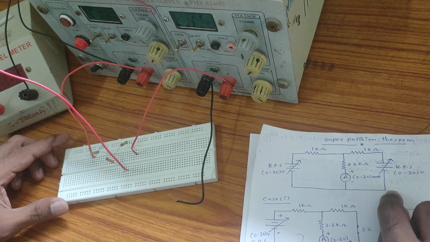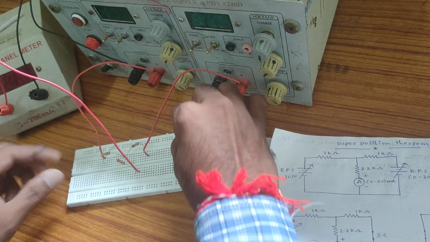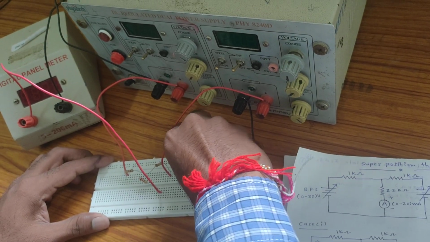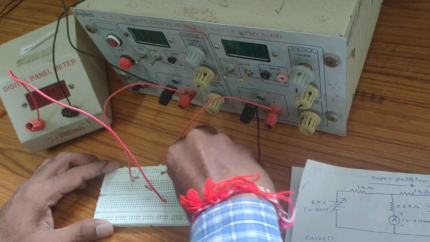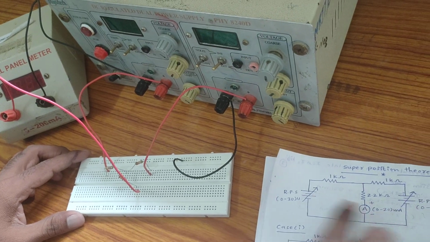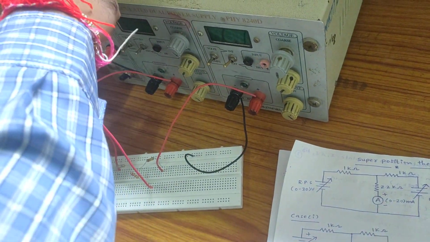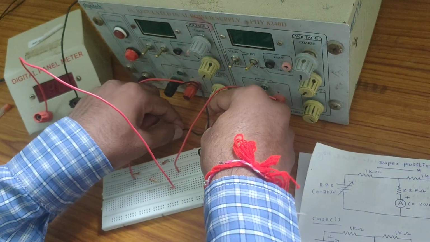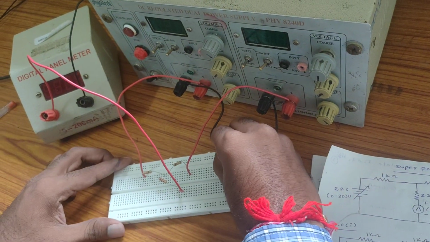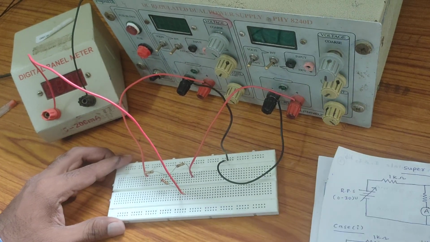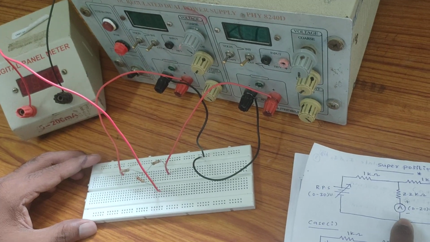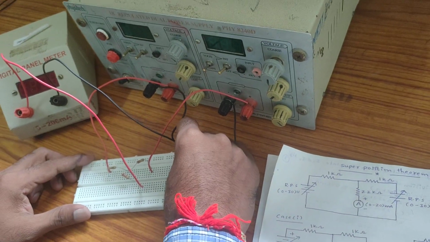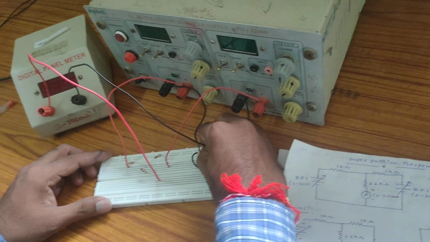After that, RPS negative is connected to ground. Here I am using ground. Next, first RPS negative is also connected to ground, right? Next, ammeter negative is connected to ground. Here ground is having 3 terminals, right?